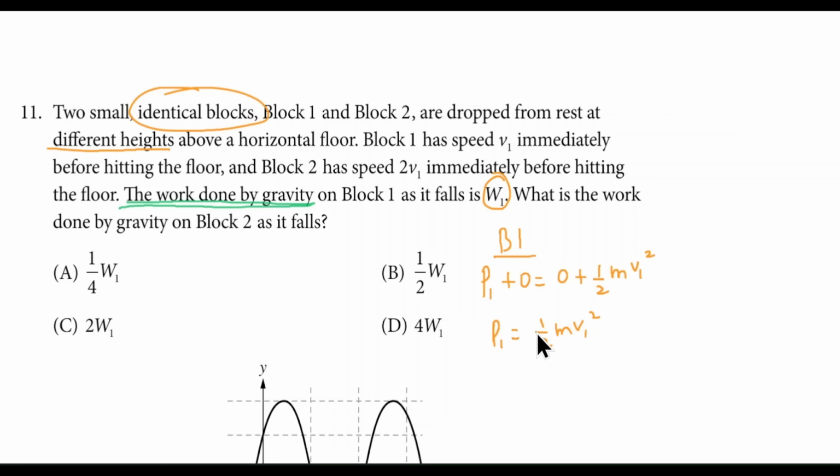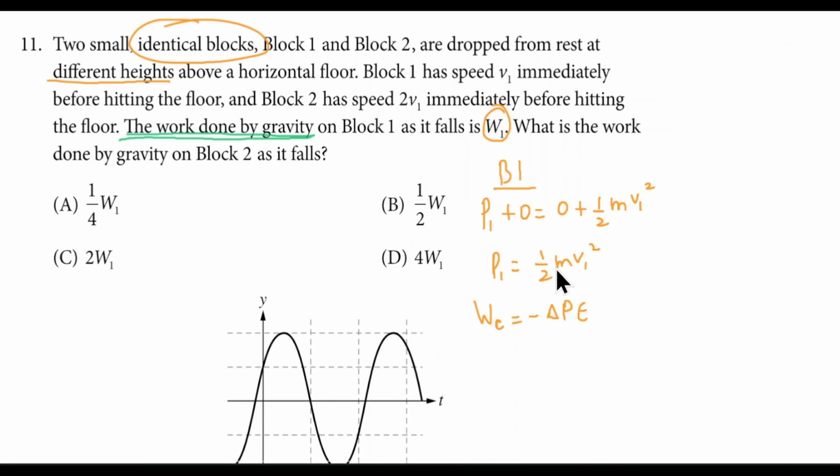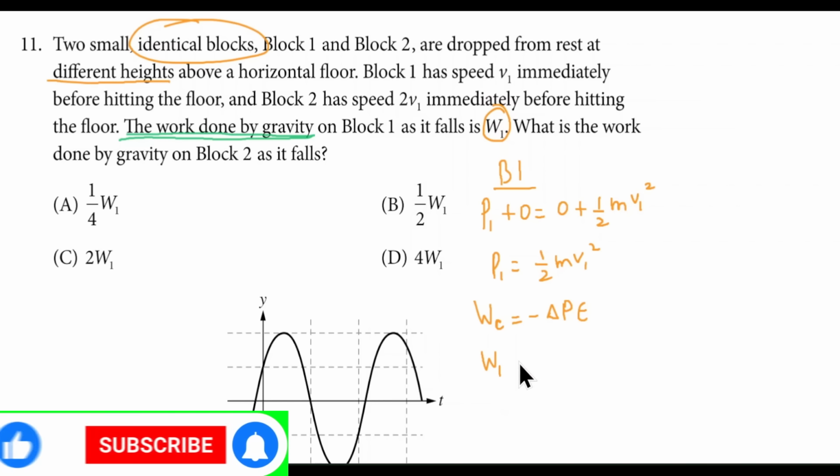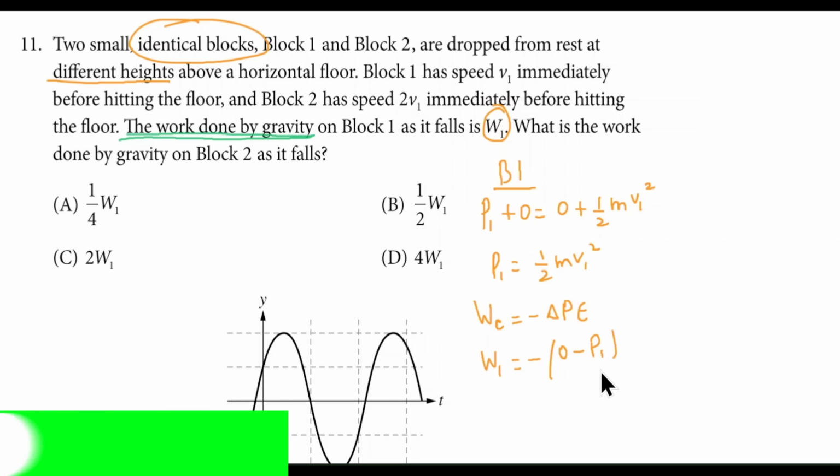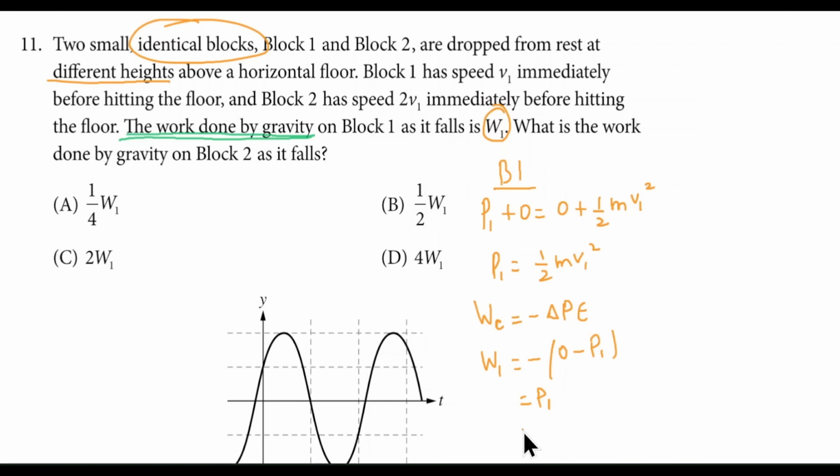Although work done by gravity and the change in potential energy are related, since work done by a conservative force is the negative of the change in potential energy, that negative sign doesn't really matter because I'm just trying to compare the numbers. But I can still use the negative here. Work 1 will be equal to negative of change in potential energy, final energy is 0, minus initial energy P1. So it will eventually come out as P1, which is half m v1 square. So that is given in a fancy way, we are given W1.